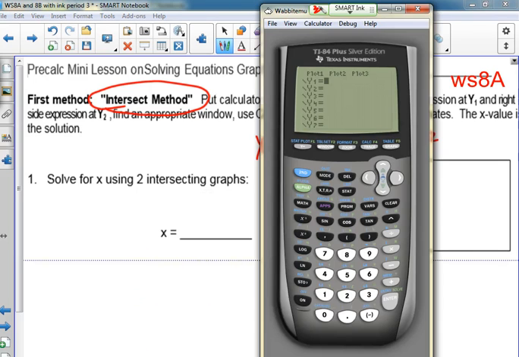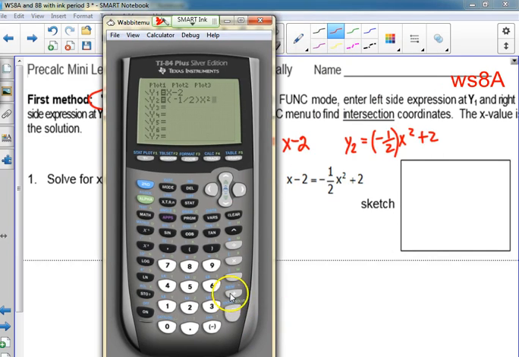I'm going to go ahead and do this. Was x minus 2, and the other one was negative 1/2 x squared plus something. Guys, it's underneath. Help me out. Thank you. Okay. I'm going to start with just a zoom 6. Looking pretty good.